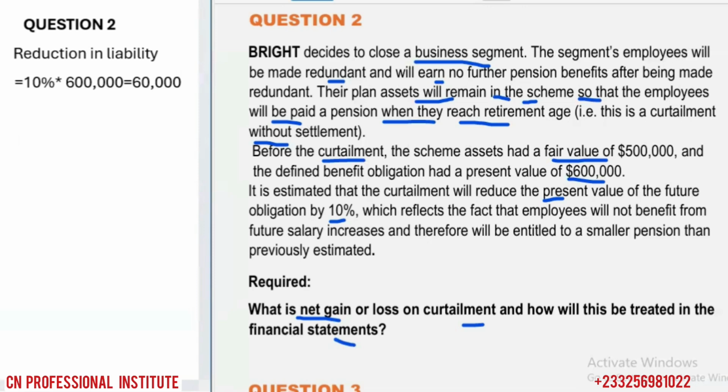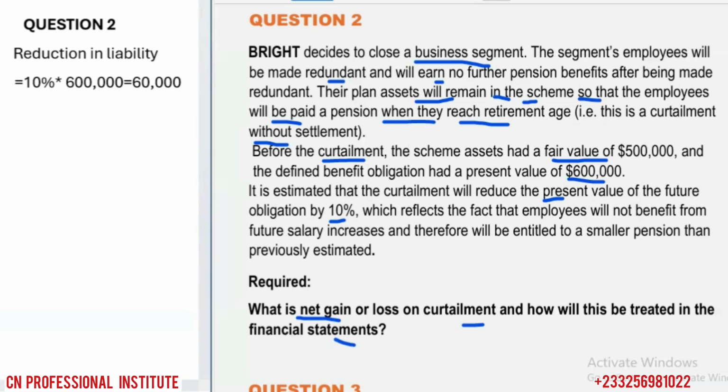As we move on in the future examples, in the question and answer session, or even before that, in the examples we'll be solving, you will see where asset has been paid to them, and we compare the fair value of asset paid to them to the reduction in liability, right? But here they didn't pay them anything. There's no asset paid to them. Are you following? So in this case, the whole 60,000 becomes the reduction in the liability, and the asset paid is zero.